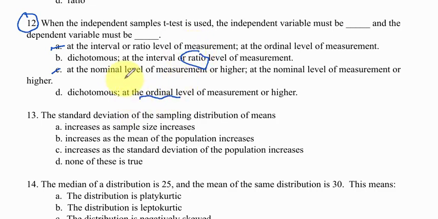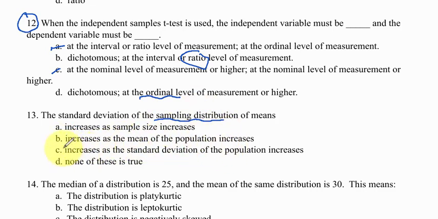Okay, number 13. The standard deviation of a sampling distribution. So that means you're picking a sample from a population. Which of the following is true? Increases as sample size increases. Not necessarily. Sometimes yes, sometimes no. So that's a no. Increases as the mean of the population increases. Nah. The standard deviations have something to do with the mean, but it's not that kind of relationship. So it's not B.